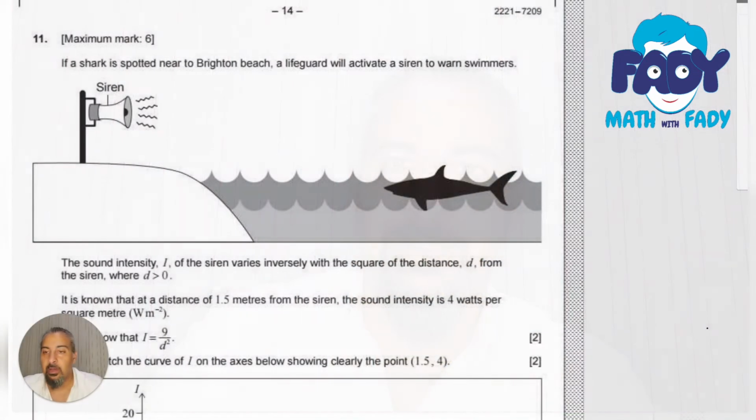In this video, we'll continue solving math applications SL, paper 1, May 21. Let's get started. Question number 11.